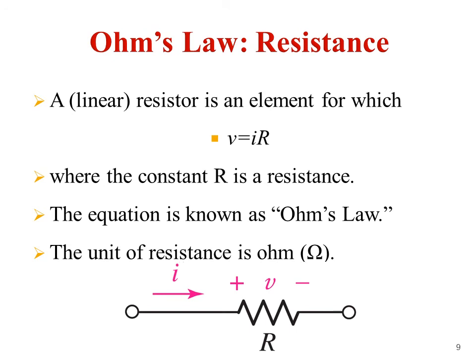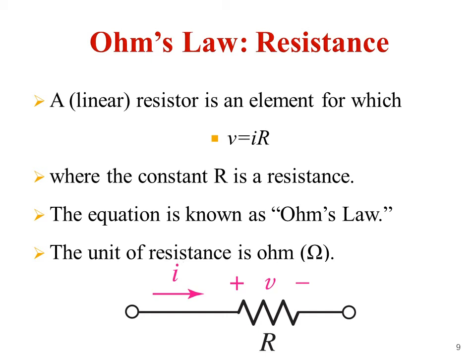Now we will discuss Ohm's law. In that, the basic circuit element is resistance. Ohm's law is nothing but: a resistor is an element for which V is equal to I into R, where the constant R is the resistance. The equation is known as Ohm's law. So V is equal to I into R.